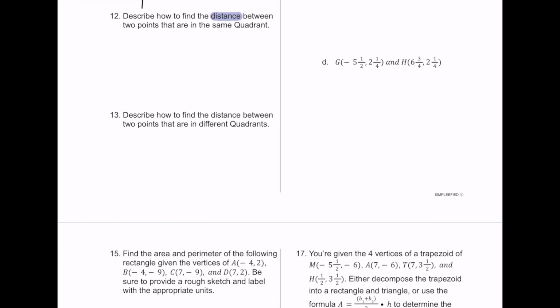For number 12, describe how we can find the distance between 2 points that are in the same quadrant. If they're in the same quadrant, we just subtract the absolute values of their non-matching coordinates.